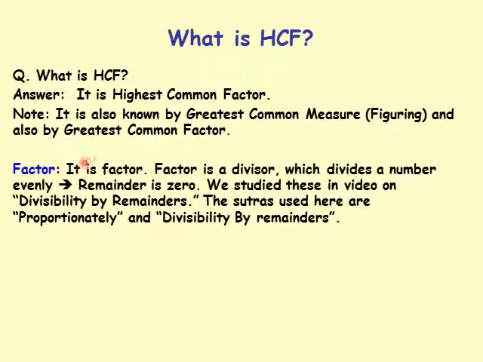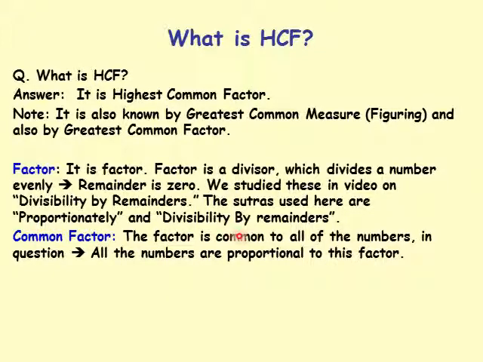Let's continue here. First of all, let's look at what it is. First is a factor, which is called a measure here. What's a factor? A factor is a divisor which divides a number evenly. Evenly means the remainder is 0. We studied this in a video on divisibility by remainder. Remainder is 0, and we use that property. The sutras used here are proportionality and divisibility by remainders. Let us continue.